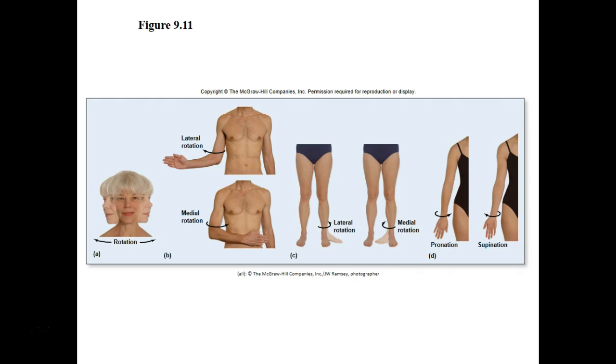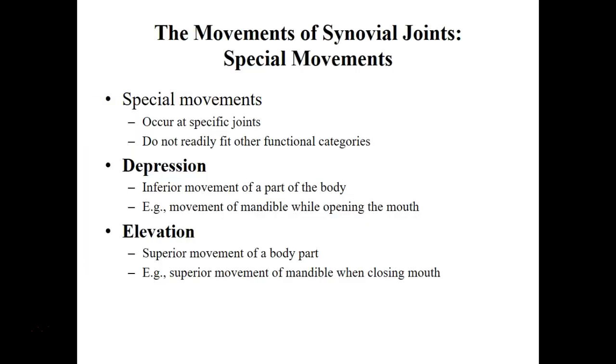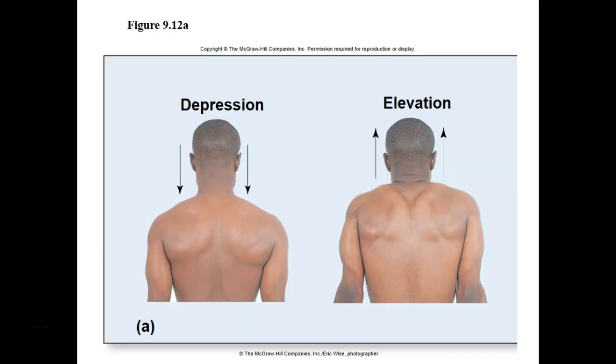Some special movements we have are depression and elevation. Open your mouth, put your jaw, your mandible, down. That's depression. Bring your jaw back up like you're chewing. That's elevation. We can also use our shoulders: depression, elevation, depression, elevation. It's like a dance move people do where they're shrugging their shoulders to a beat. You can get into it while you're depressing and elevating your shoulders.